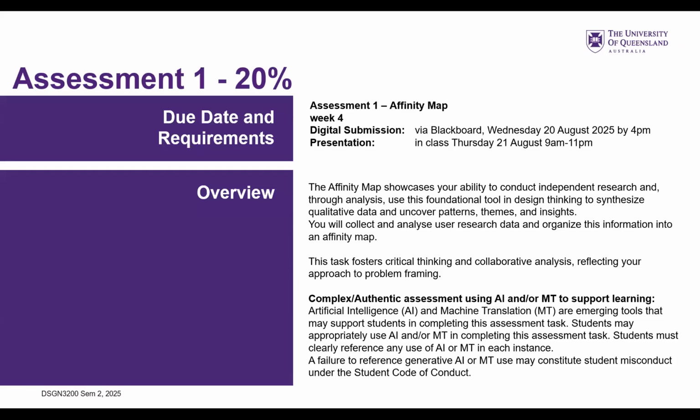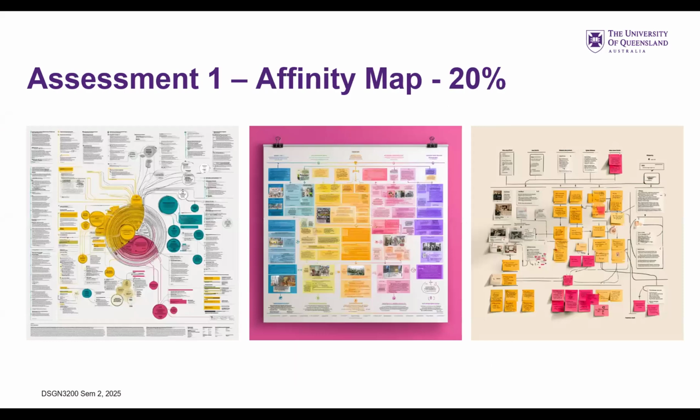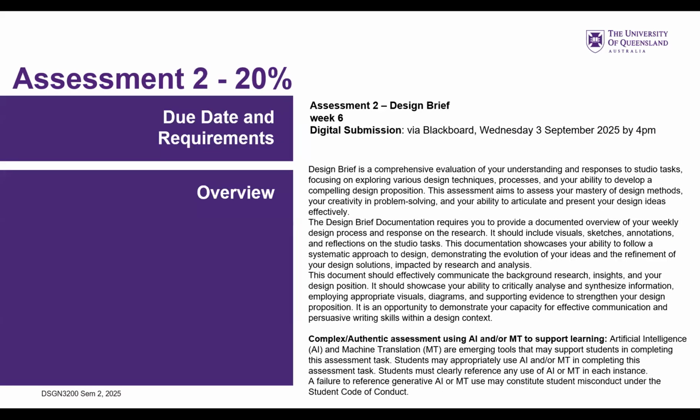Assessment 1, affinity map, we will come back to it. Again, we will explain to you what an affinity map is. We will talk you through the process of making one, and that's due in your week 4. As I mentioned previously, submission by Wednesday through Blackboard, presentation the next day in the classroom. We will discuss your affinity map later on after the guest lecture. Assessment 2, design brief. You don't have to present it. You just have to submit it through Blackboard, again, Wednesday of week 6 by 4 p.m.